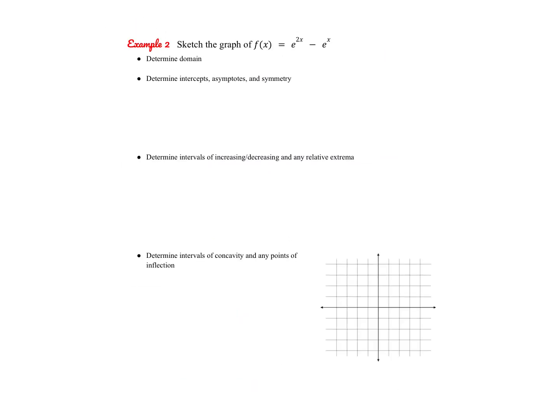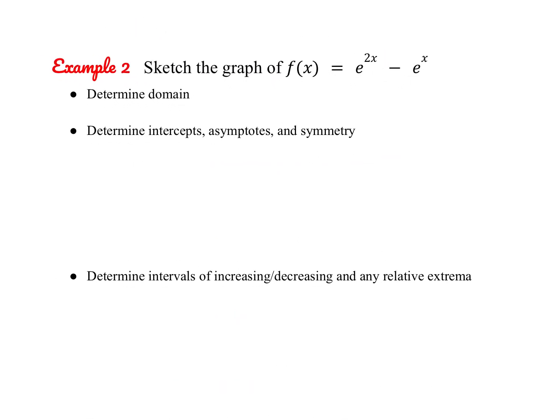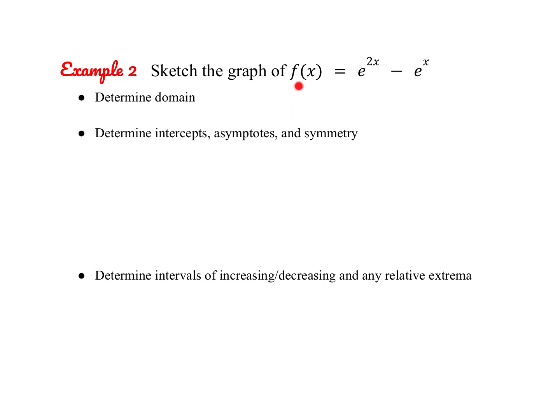All right, let's try another one together. So we're going to go through the whole process again. Here our function is f of x equals e to the 2x minus e to the x. So first, looking at the domain of this function. Oh, and note that we're not graphing it over an interval, we're just graphing the entire thing. So the domain of e to the x is all real numbers, so this function has a domain of all real numbers. So we don't need to worry about any domain restrictions.